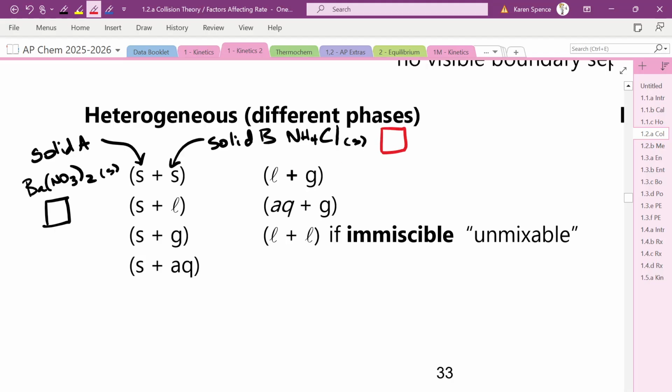If I put them together and I have a chunk of A and I have a chunk of B, we have a surface between them. But if I crush up A and I crush up B, what's happened to the surface between them? There's a whole lot more surface.